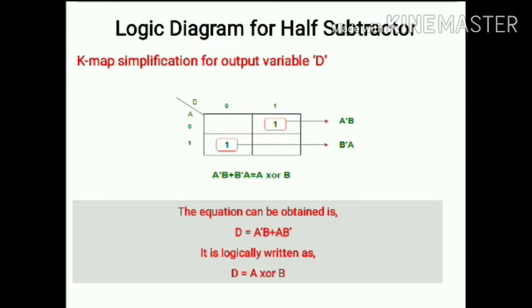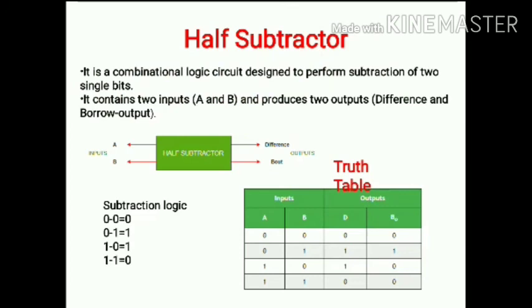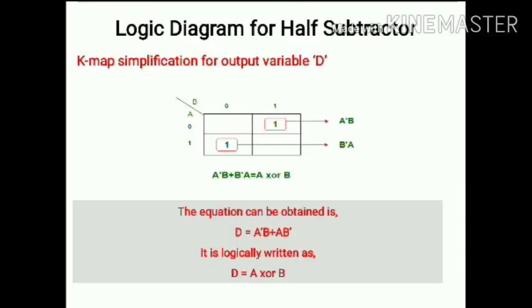So this is the K-map simplification for the output variable D. Look at the truth table once again. The difference output for the second and third row will be 1. So mark those row minterms in the K-map table. The second row minterm value of 0, 1 is A bar B, and the third row is selected because the difference is 1. Find the minterm, A is 1, B is 0, so A B bar. Then ORing all the minterms, you will get the Boolean function.